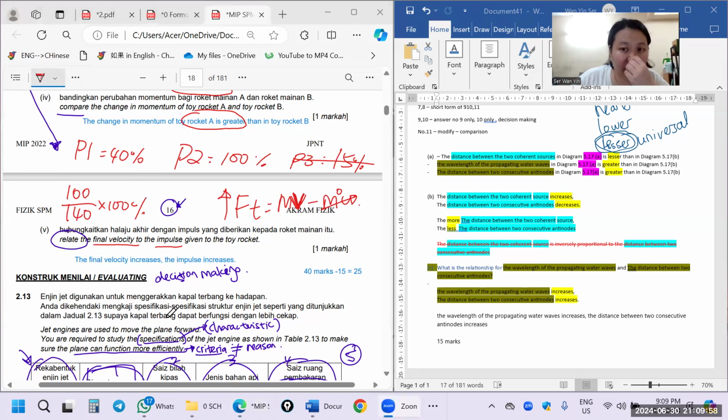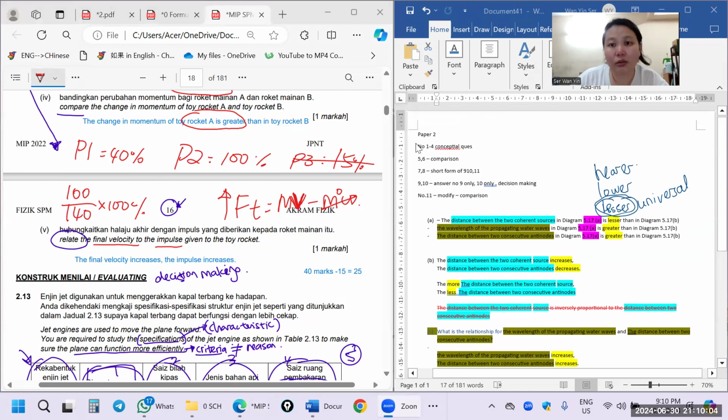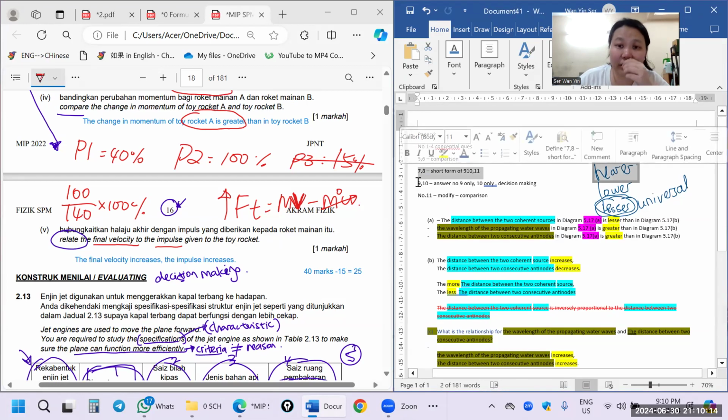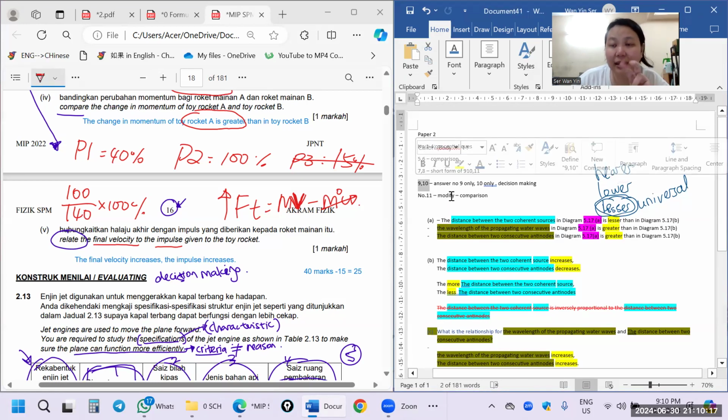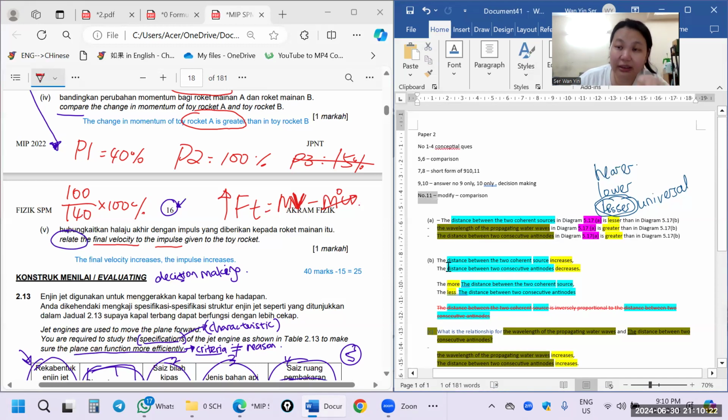Teacher, paper 2 has how many questions? 11. Now here, 1 to 4 is short questions. 5 to 6 is comparison and relationship. 7 and 8 is something like 9, 10, 11, decision making. 9 or 10, choose one only. 11 must answer. So actually total there are 10 questions only. It looks like 11, but we only need to answer 10. 9 or 10.